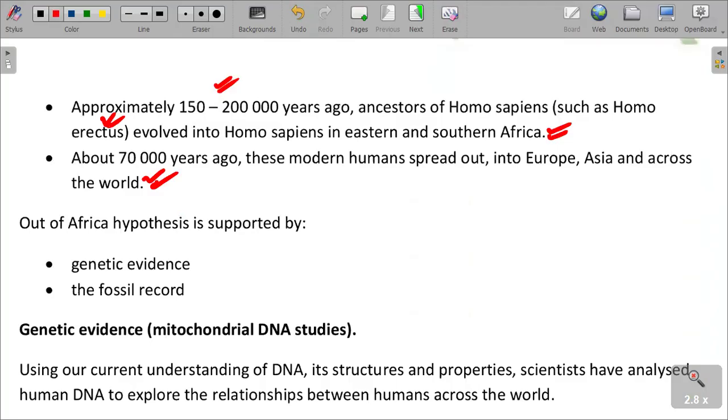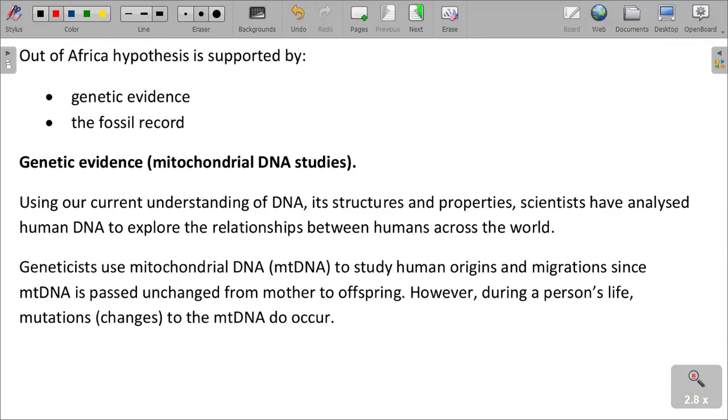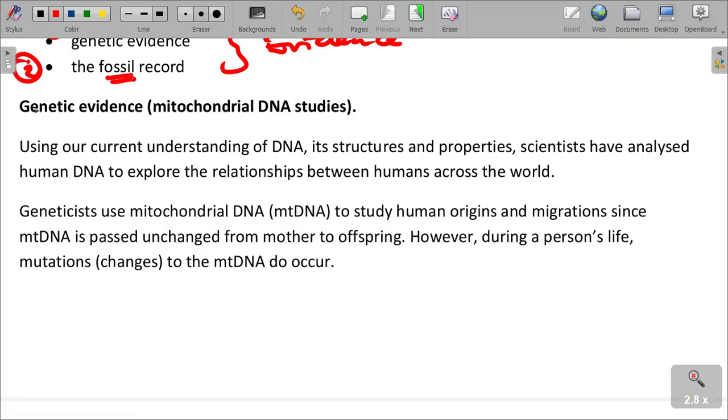The out of Africa hypothesis is supported by some references. In evolution, the evidence that can support it is, one, the genetic evidence, the gene makeup of organisms, which gives us an important clue. We also have the fossil record, the undecomposed remains, also supporting the hypothesis. So let's quickly talk about the genetic evidence.